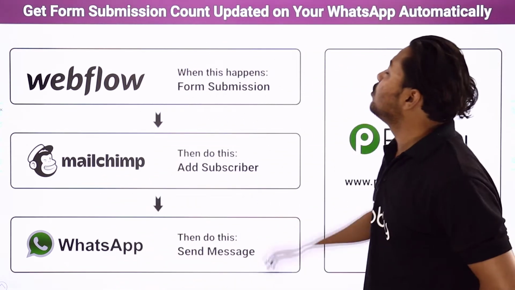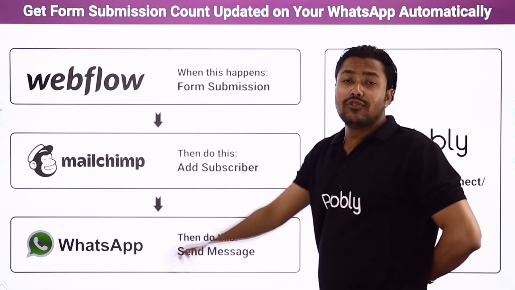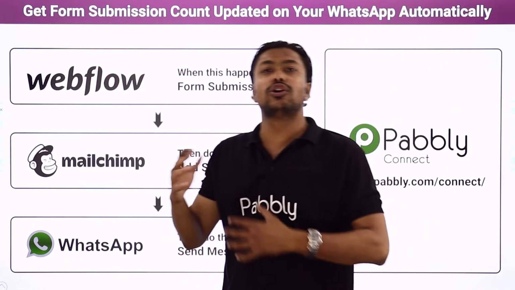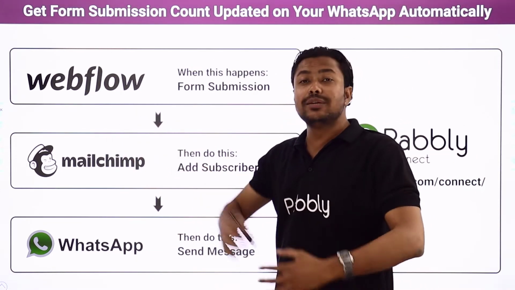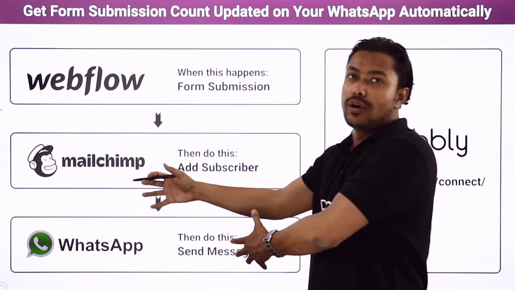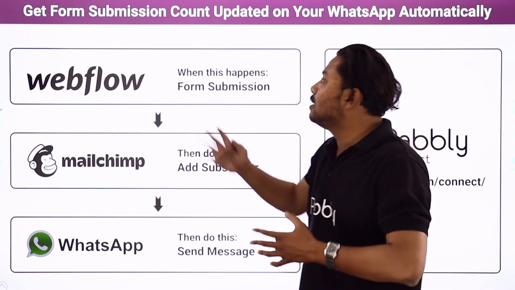So today I am going to tell you how you can get form submission count updated on your WhatsApp account. Now Webflow is a CMS platform which is used for building documents, updating websites, etc. MailChimp is an email marketing software and you all know about WhatsApp. So today I am going to tell you how you can do this automation.